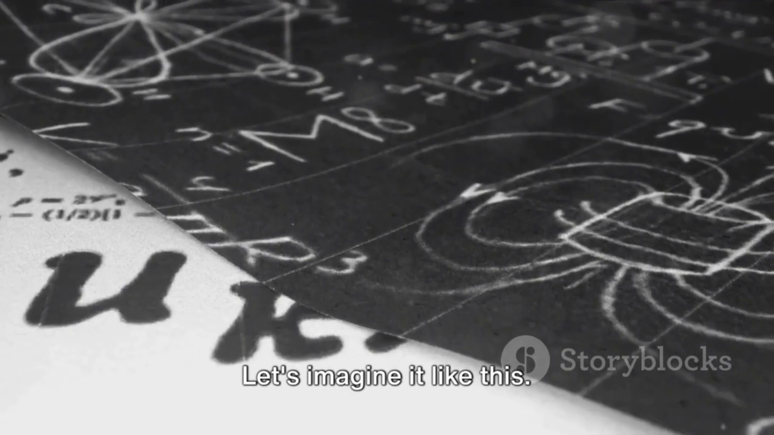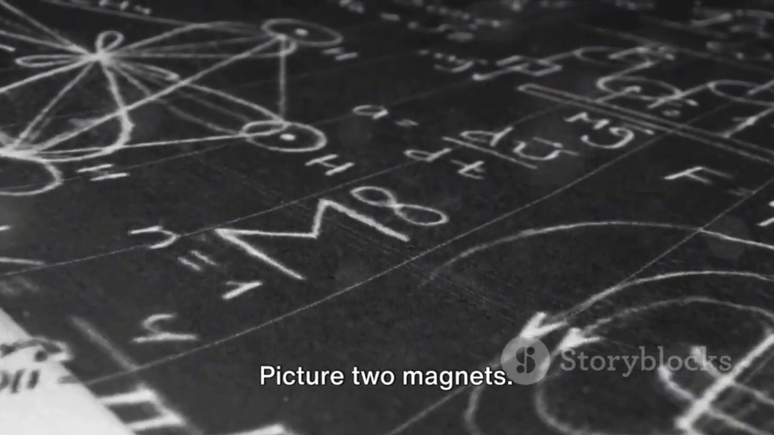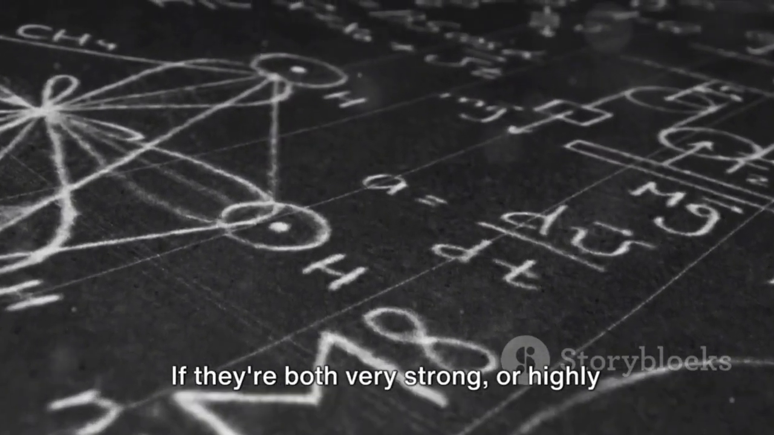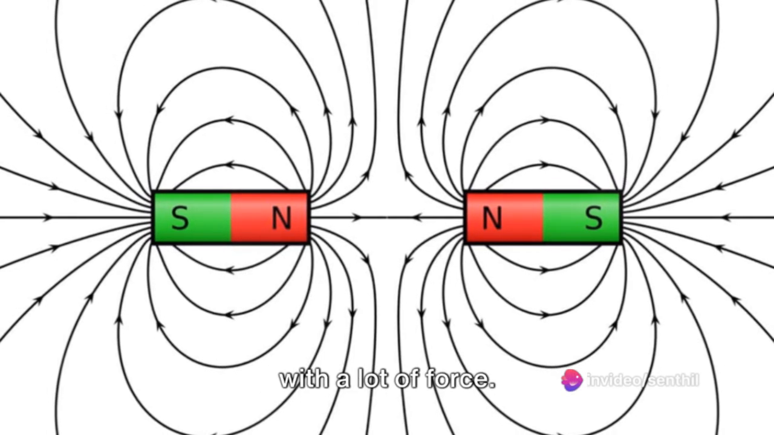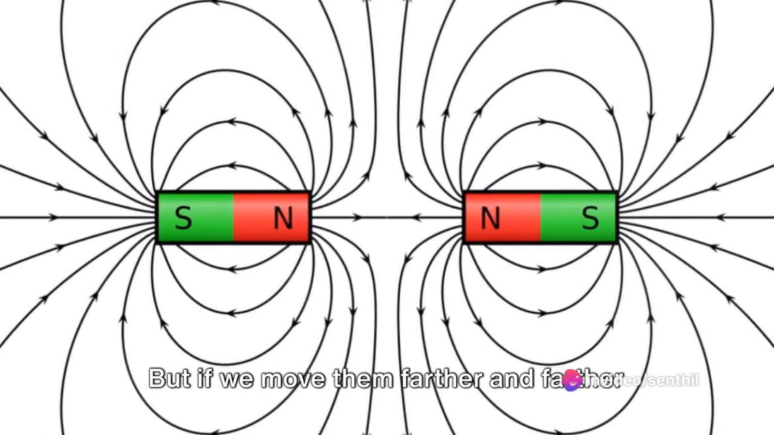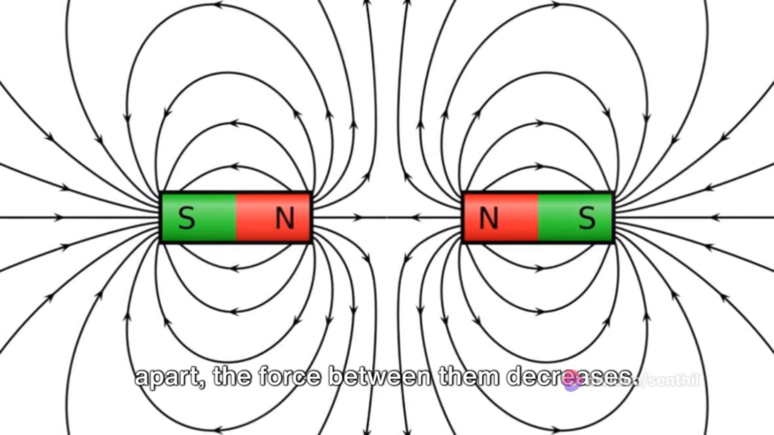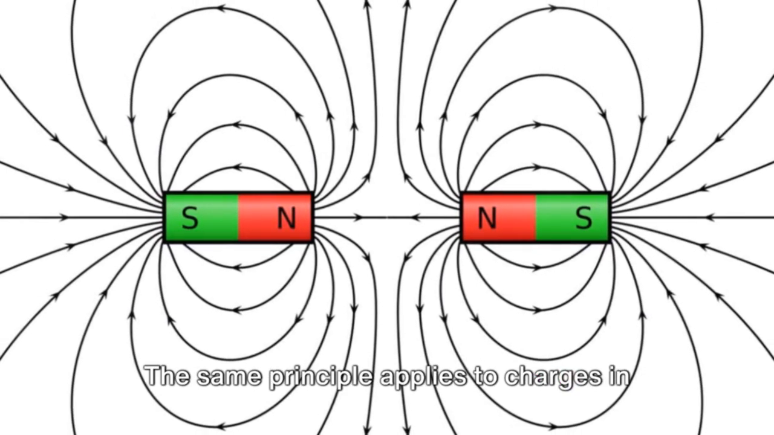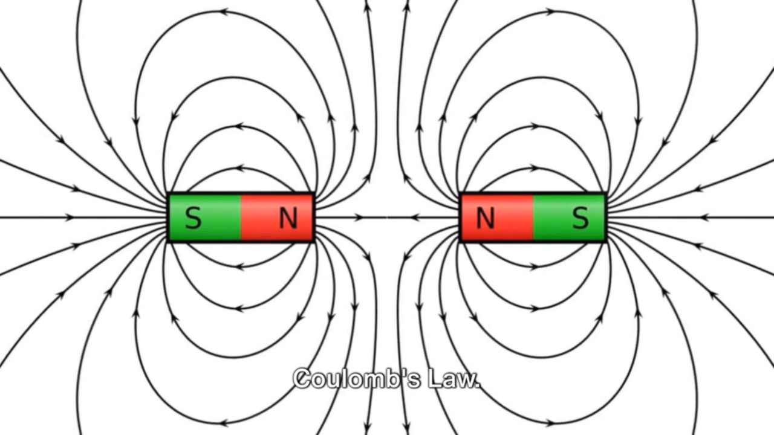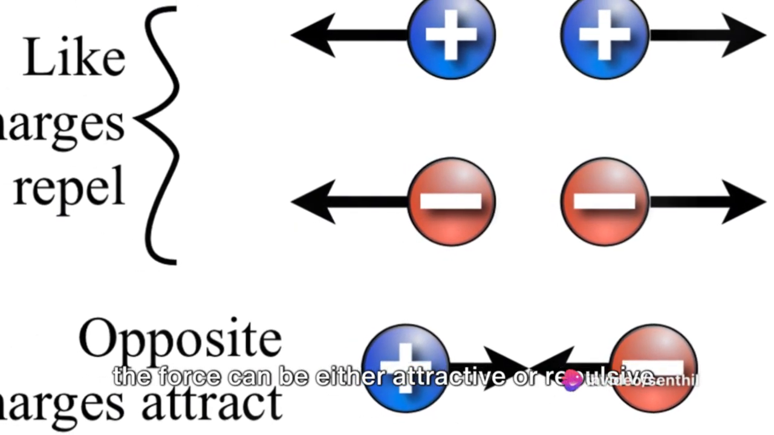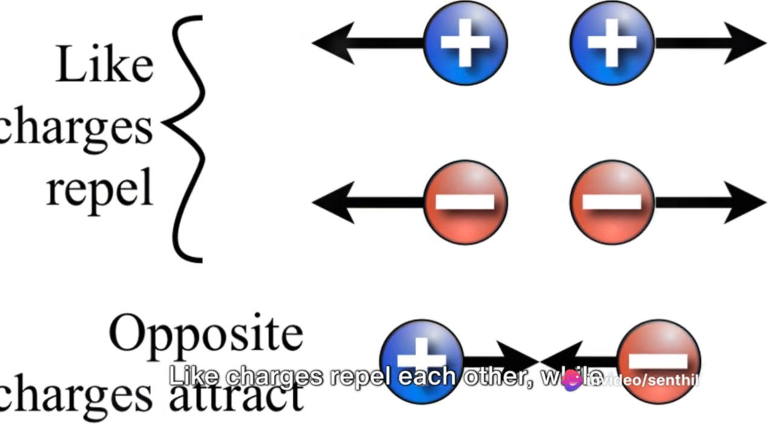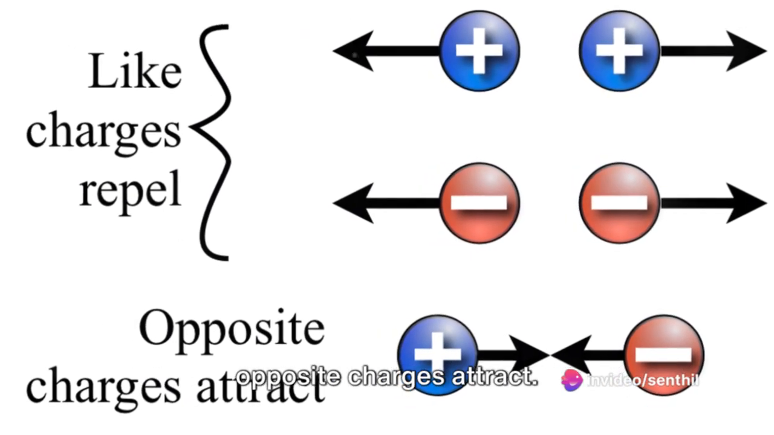Let's imagine it like this. Picture two magnets. If they're both very strong or highly charged, they'll pull or push each other with a lot of force. But if we move them farther and farther apart, the force between them decreases. The same principle applies to charges in Coulomb's law. However, it's crucial to remember that the force can be either attractive or repulsive. Like charges repel each other, while opposite charges attract.